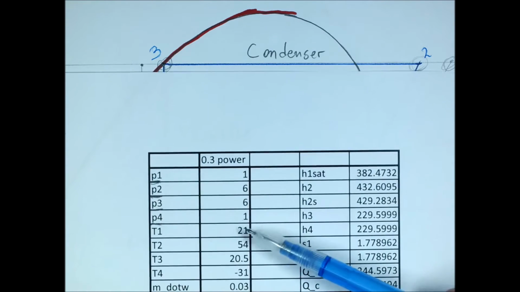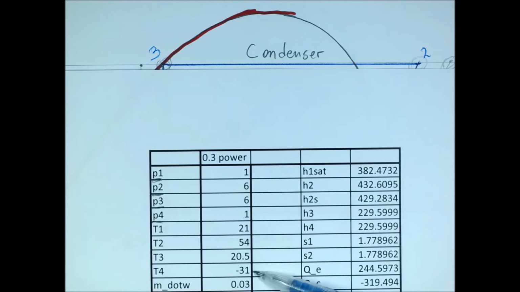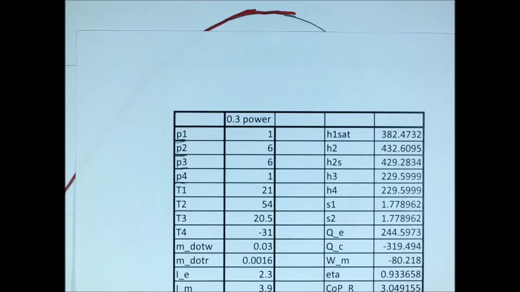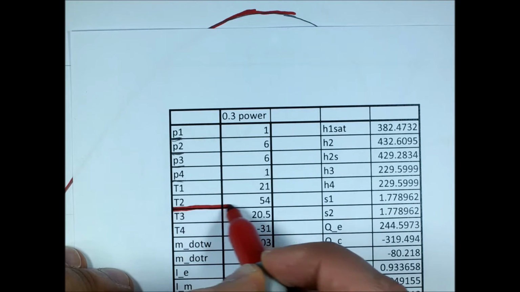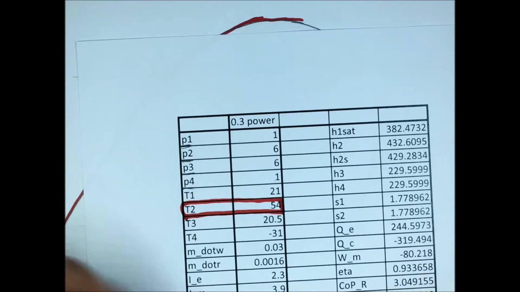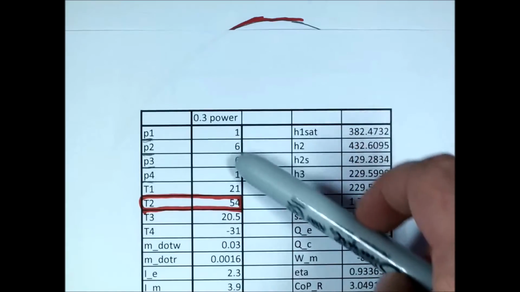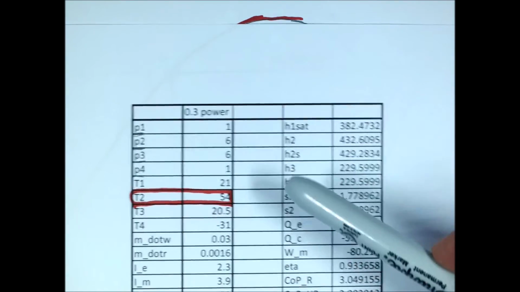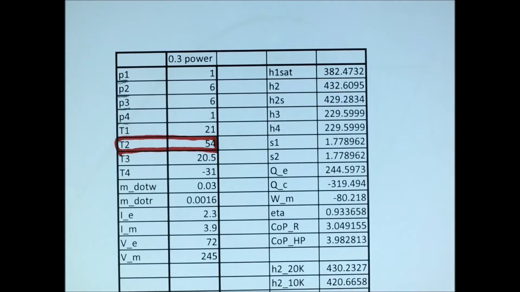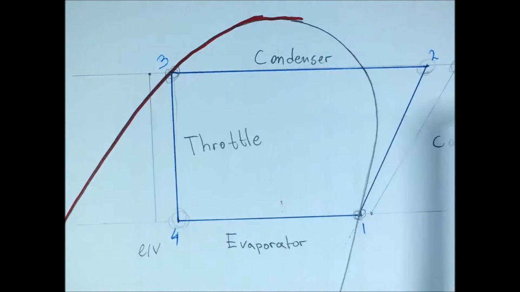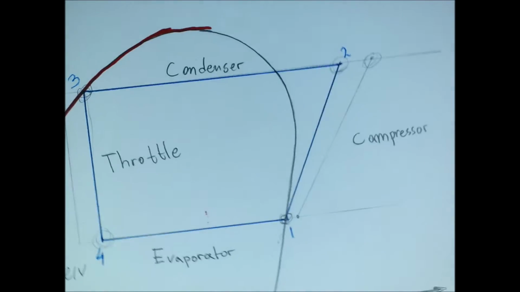Okay, the temperatures are as follows: 21, 54, 20.5, minus 31 degrees. Now, I would like to mention this. For the purpose of this calculation, we only need temperature T2. So don't be mistaken, we don't need anything else as temperatures. Every other point of this cycle will be analyzed via the pressure. Okay, so let's begin. How do we do this?